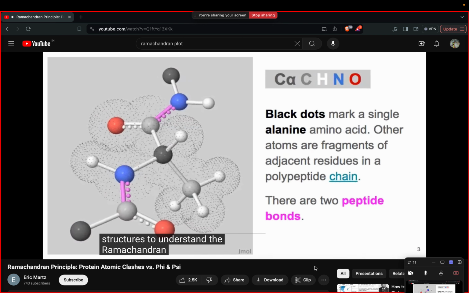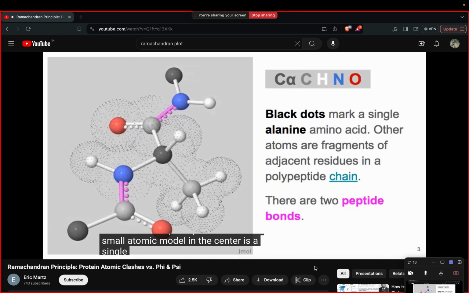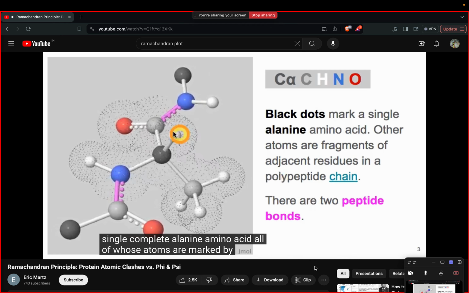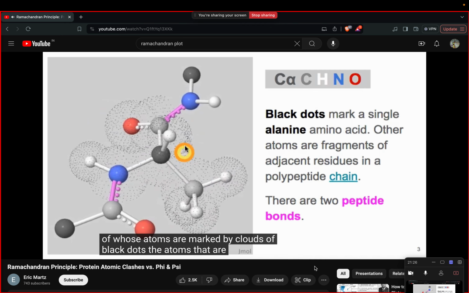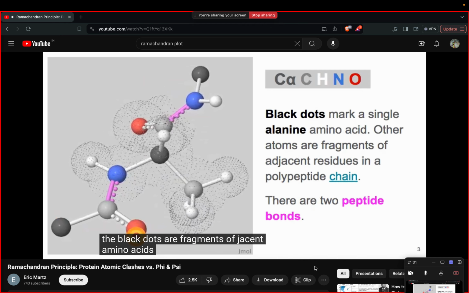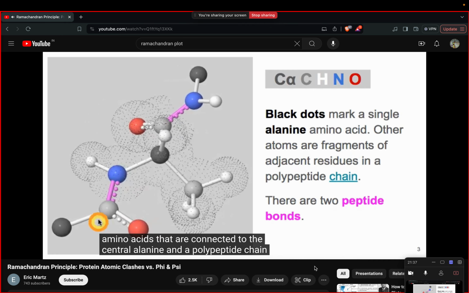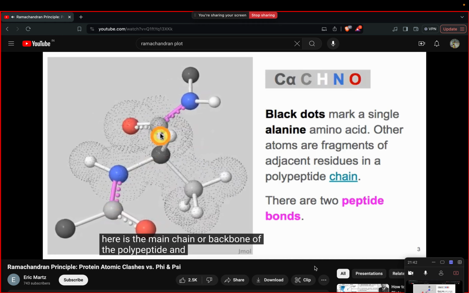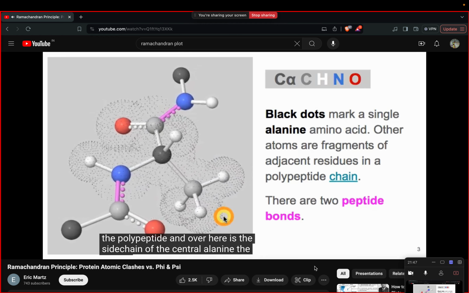To understand the Ramachandran principle, we'll use this small atomic model. In the center is a single complete alanine amino acid, all of whose atoms are marked by clouds of black dots. The atoms that are outside the black dots are fragments of adjacent amino acids that are connected to the central alanine in a polypeptide chain. Here is the main chain or backbone of the polypeptide, and over here is the side chain of the central alanine, the methyl group.